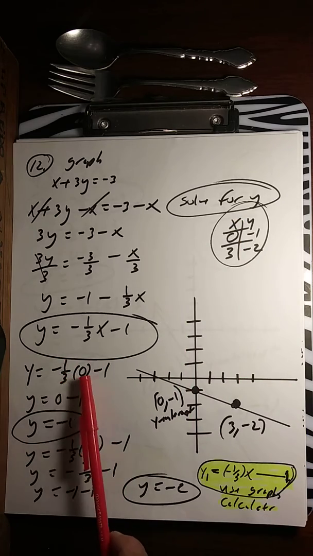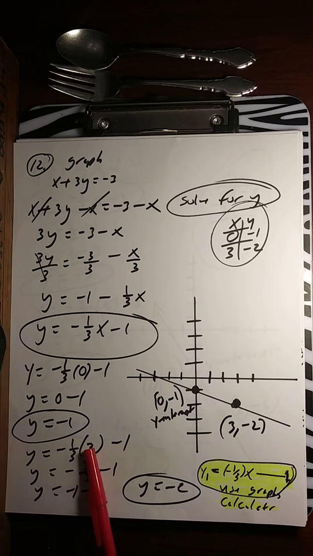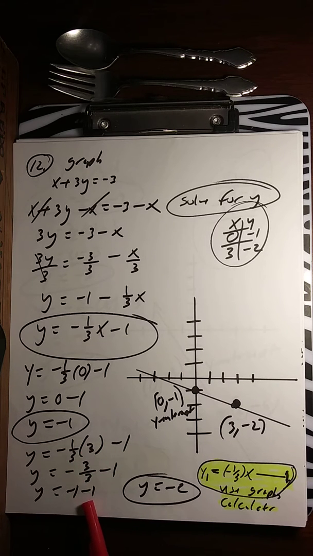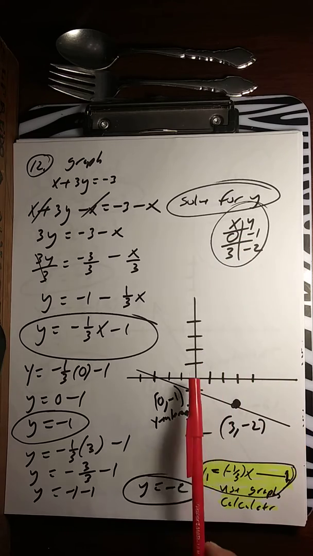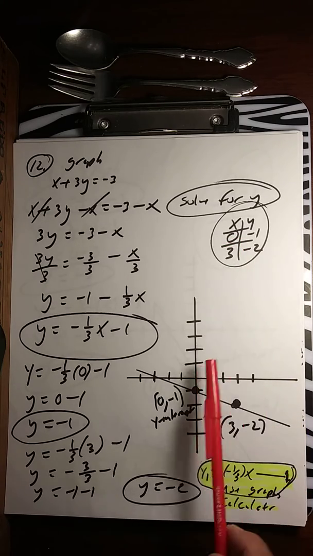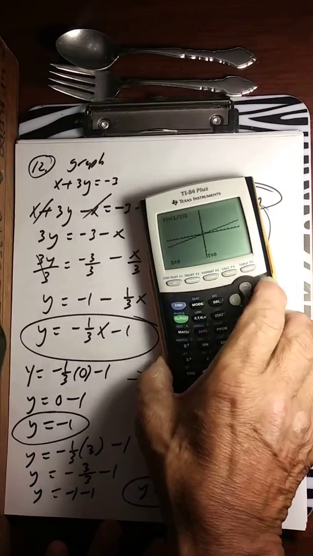0 times that is 0, minus 1, so -1. Put a 3 in there. 1/3 of 3, 3/3, is going to be -1, and -1 minus 1 is going to be -2. So now we have the point 0, -1, and we have 3, -2. Those are the numbers right there. Or use a calculator, of course.